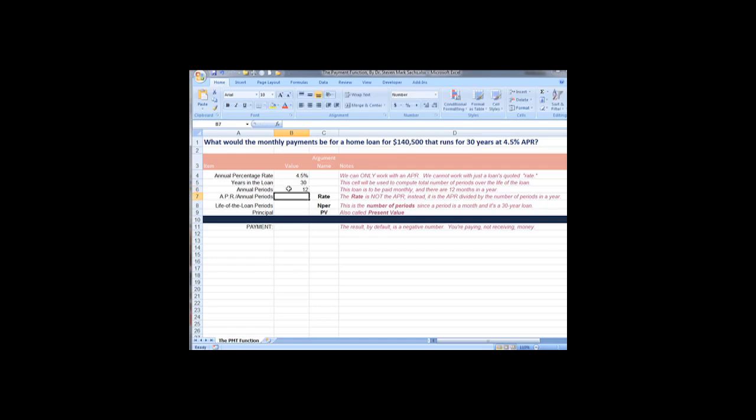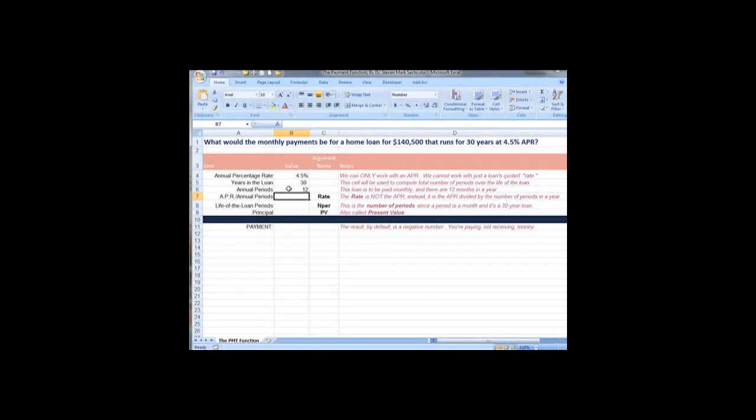Next, we'll compute the rate argument. As mentioned before, it's the APR divided by the number of annual periods. I'll use cell addresses to compute it here. I've had my computer display 4 digits past the decimal point, but again, the actual display, the formatting, is not important.